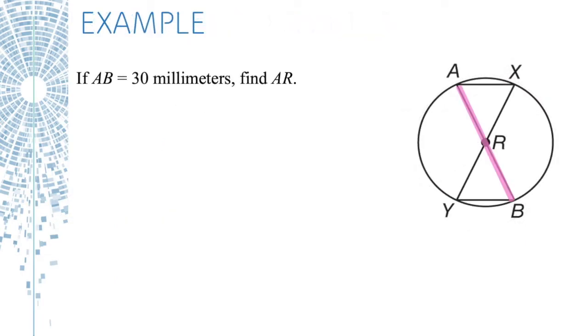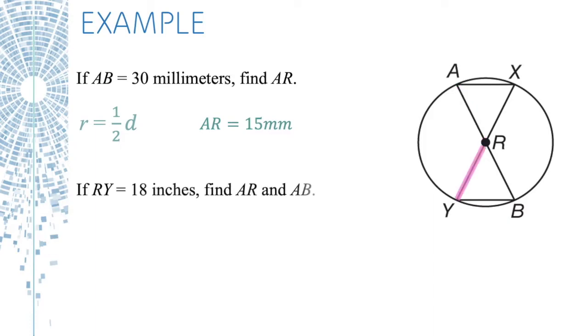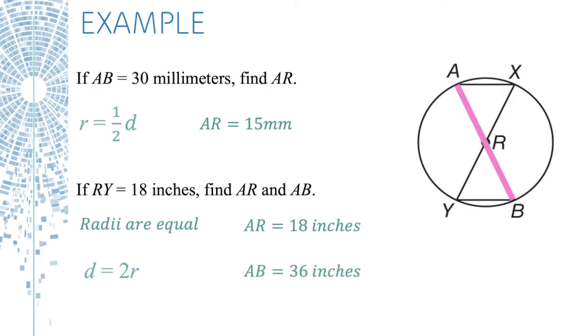If AB is 30 millimeters, we need to find AR. Well, again, we know that the radius is half of the diameter. So that means that AR is 15 millimeters. What if RY is 18 inches? We need to find AR and AB. Well, all radii are equal. So that means that AR, because it's also a radius, is 18 inches. And we know that the diameter is twice the radius. So we know that AB, the diameter, is 36 inches.